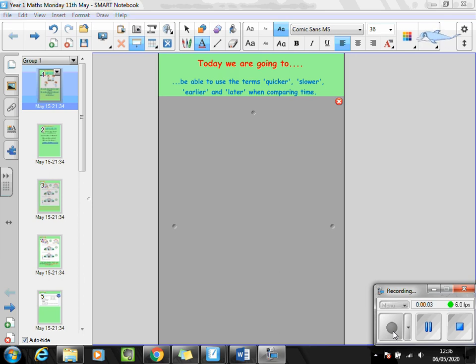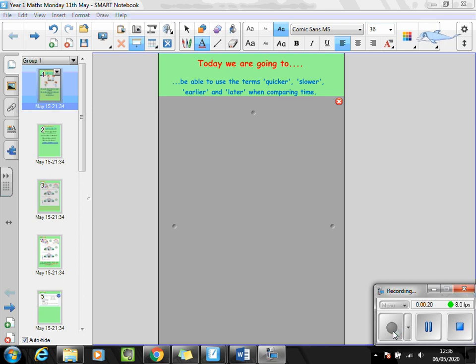Good morning, Year Ones. It's Marvellous Monday, and we're going to finish learning about time this week. Today we're going to be able to use the terms quicker, slower, earlier, and later when we compare time.